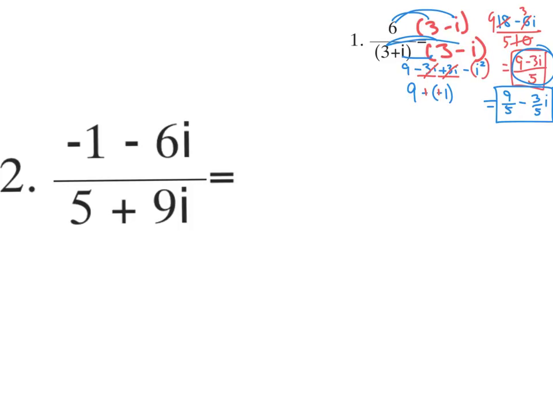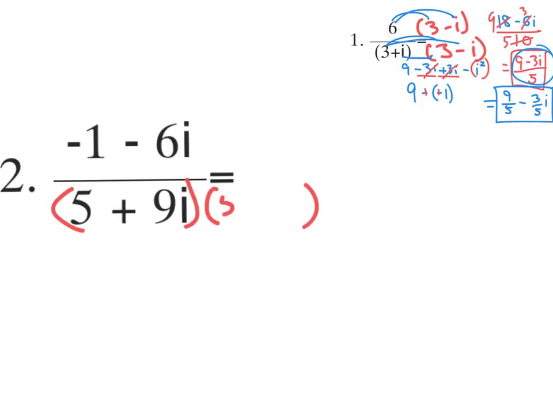Number 2, this is definitely a lot more challenging because you have a complex number up on top and a complex number on the bottom. So again, who cares about imaginary being in the numerator? That's fine. The problem is having an imaginary in the denominator. Now, because this is a complex number, which is a binomial, a real part and an imaginary part, we're going to get rid of it by multiplying it by its complex conjugate.